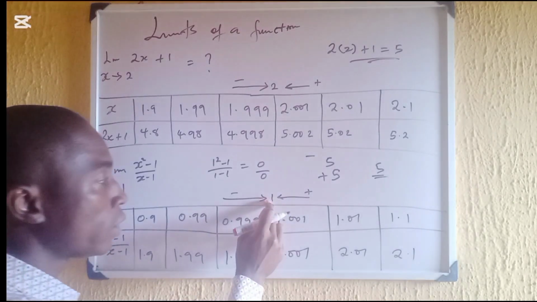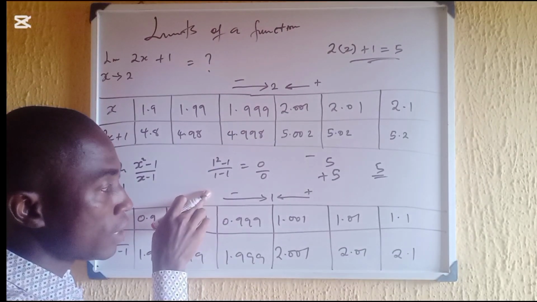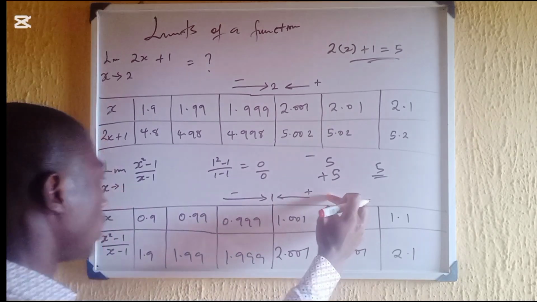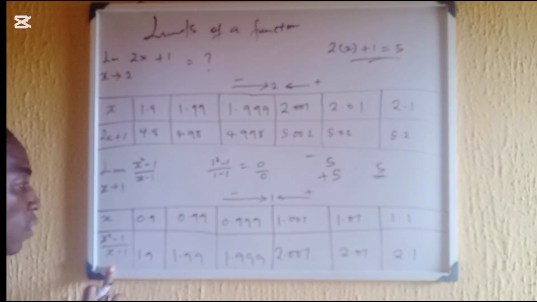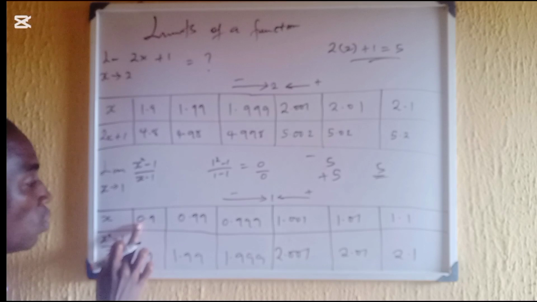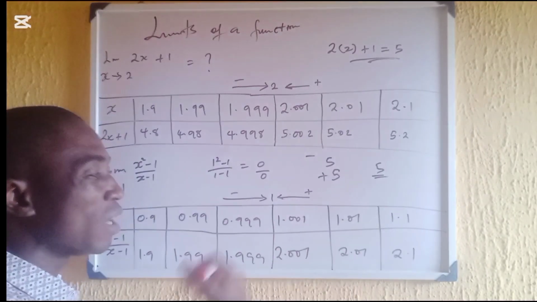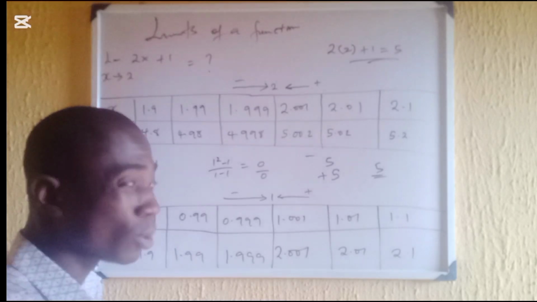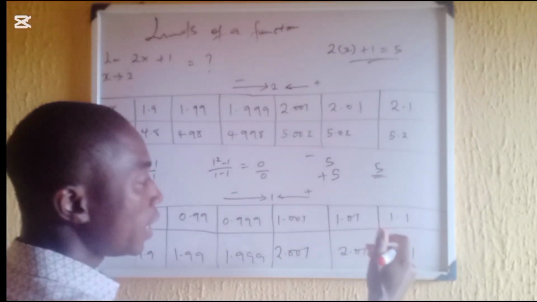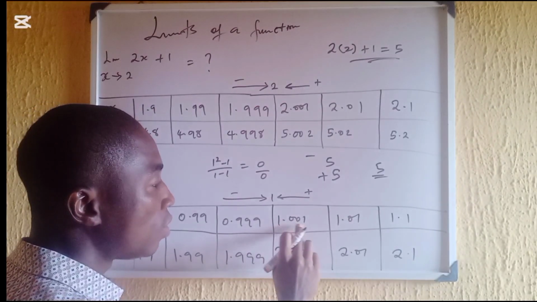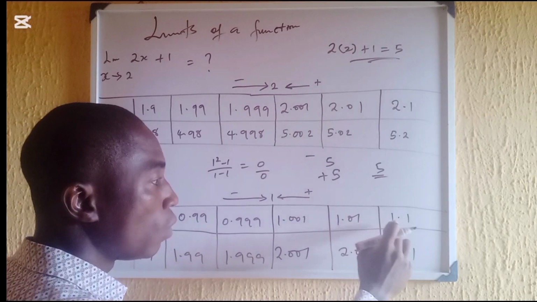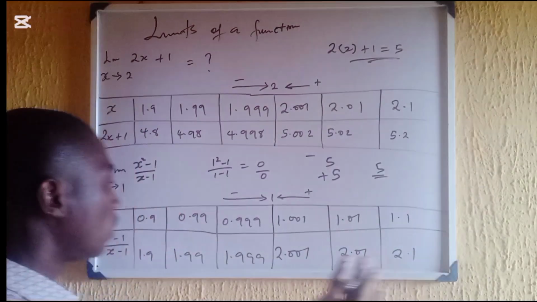That means we'll have to test it from the right hand side and from the left hand side. So we'll have the number 1, then from the left hand side, then from the right hand side. Here is x, here is our function. We'll have 0.9, 0.99, 0.999. So you can pick a value very close to 1, but not 1. Then from the right hand side, we have 1.001, 1.01, 1.1, 1.2, and the rest.